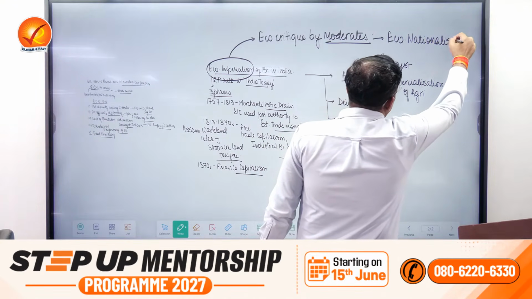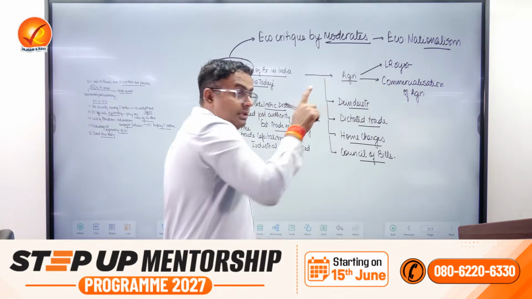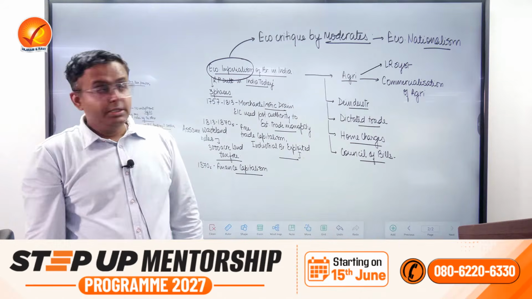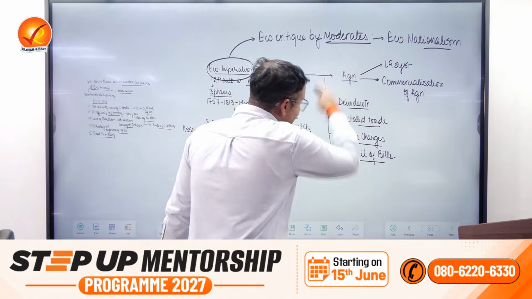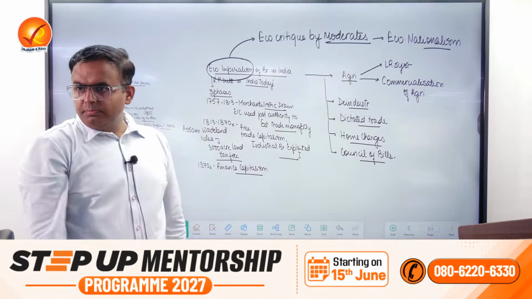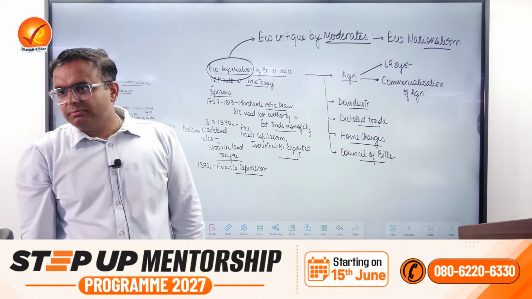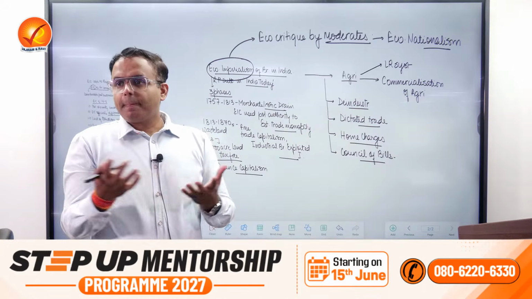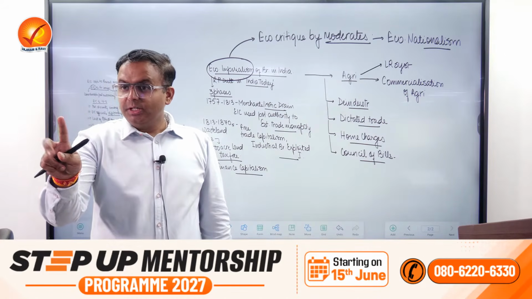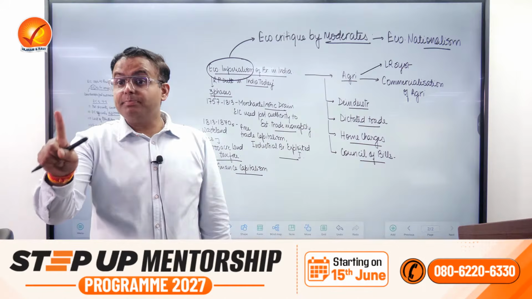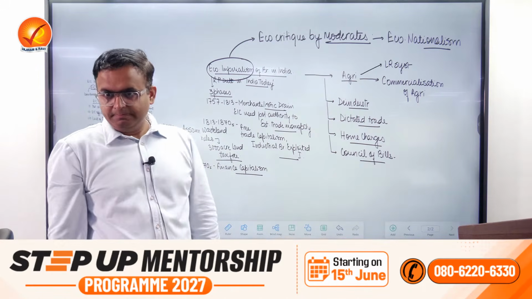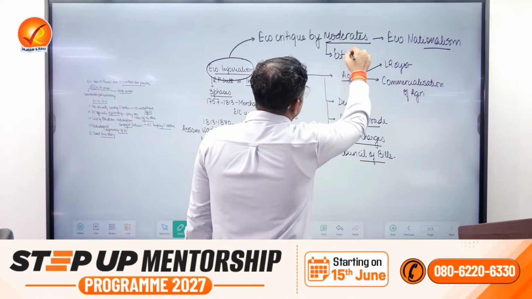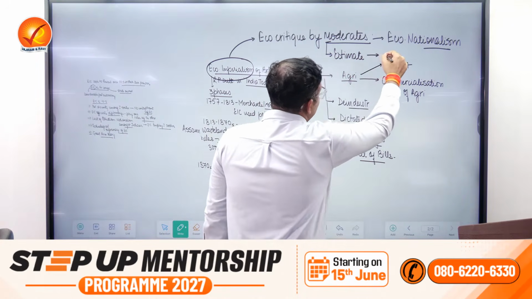Moderates were moderate in their political domain, but they were very critical of the British rule in terms of the economic aspect. It is the moderates who gave an estimate of this loss. In what way? How did the moderates estimate this economic imperialism? Two ways. One is drain of wealth and second is balance sheet debate. समझिए इस बात को. How did they provide the estimate? One is drain of wealth.